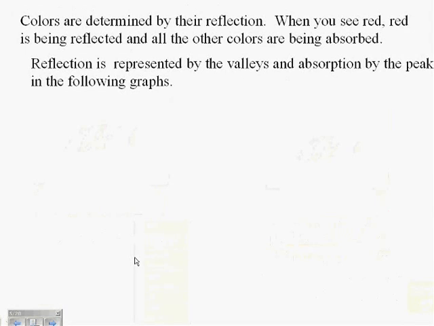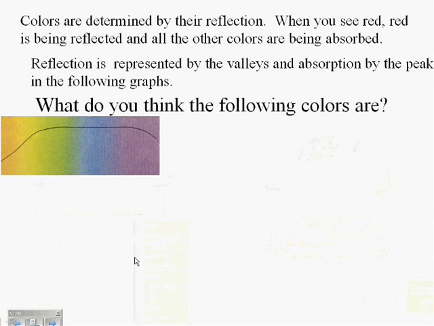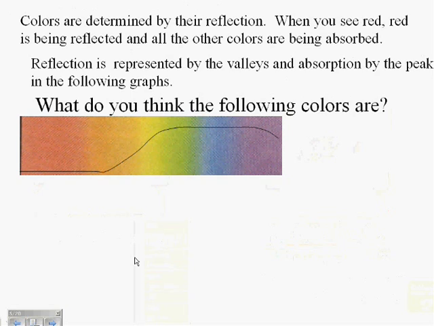Reflection is represented by valleys and absorptions by the peaks in the following graphs. So, colors are determined by the reflection. If you see red, that's what's being reflected back, and the others are being absorbed. Now, reflection's represented by the valleys. So what's being reflected is the valley, is the area that's low. So red is being reflected back, and all of these colors are being absorbed. This would be a visible spectrum graph that we would see when something is the color reddish orange.